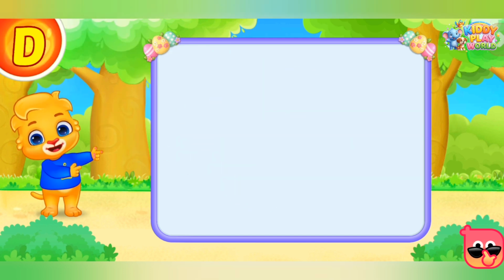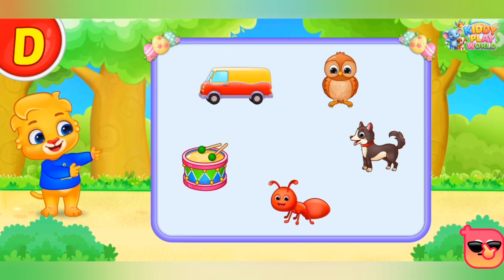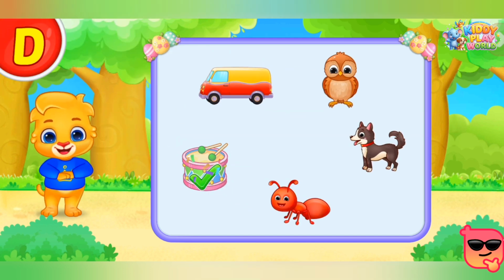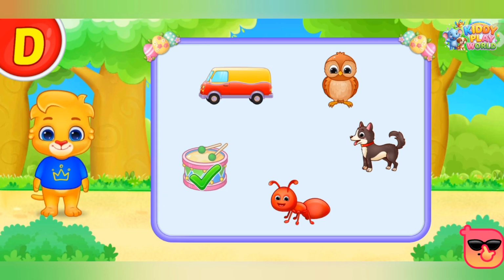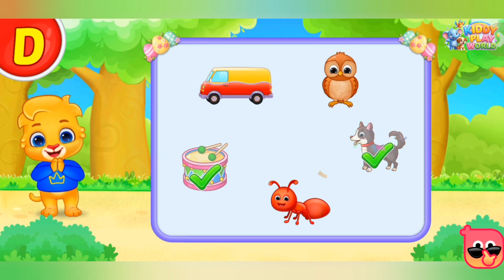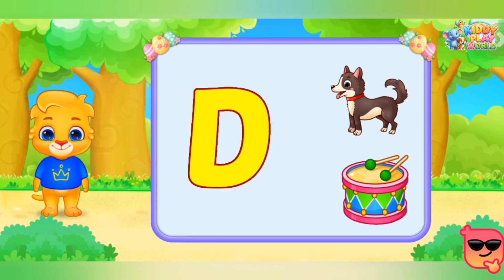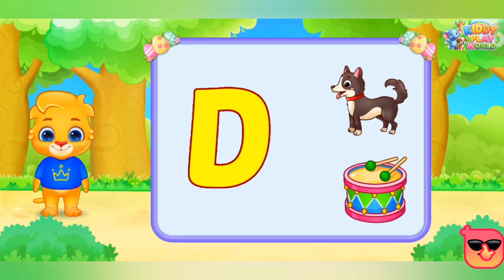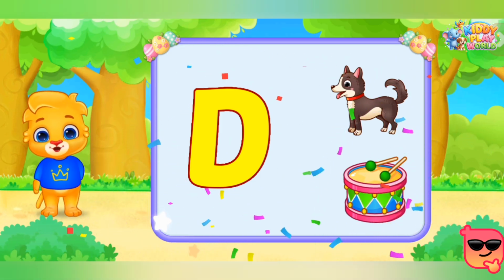Tap the picture that starts with letter D. D is for dog. D is for drum. Well done!